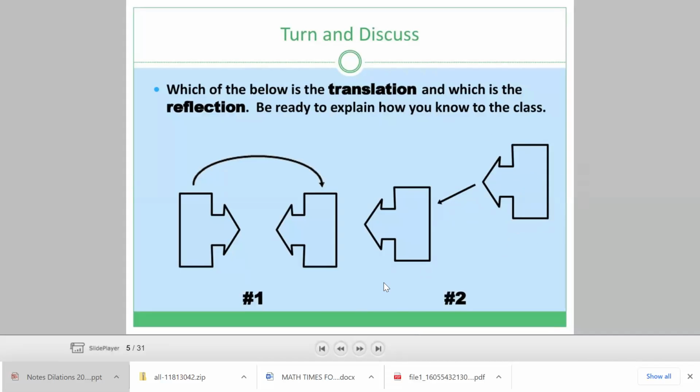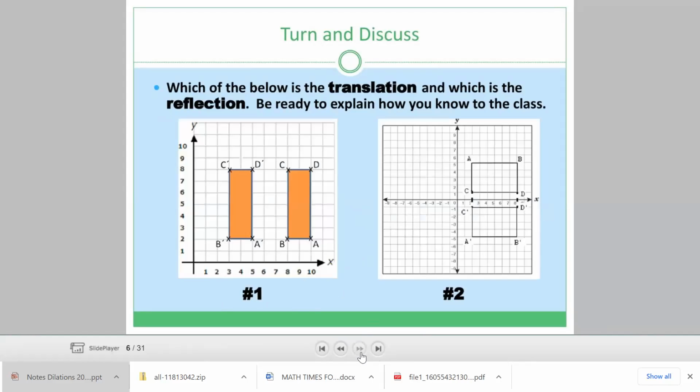One object slid, and that's how we got its image. All right. So if you have a question like that in a multiple choice exam, you should be able to look at them and say, okay, which one is the translation and which one is the reflection? Let's try it again. What about this one now? It's on a grid. Think about it before you answer.